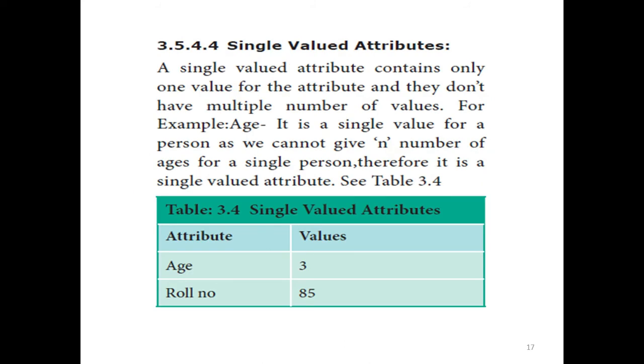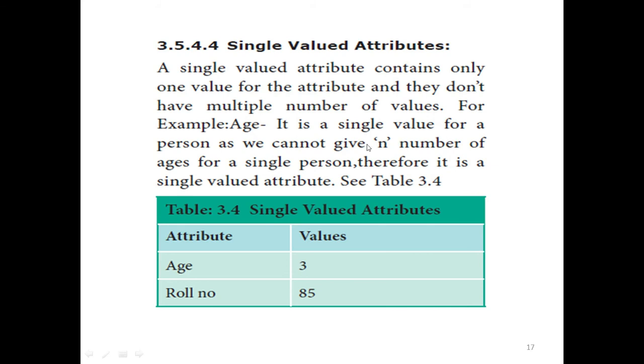Okay, the next one is a 3-mark question. Important 3-mark question. Define single valued attribute. What is a single valued attribute? A single valued attribute contains only one value for the attribute and does not have multiple values. Only one value. For example, age. In my example, age is 3. It's only one value. Roll number 85 is an example.